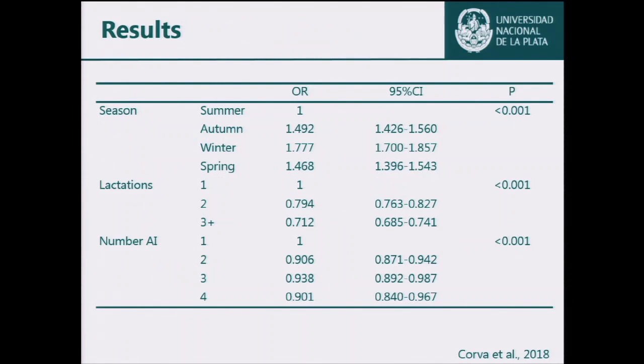So these are the results. In general, summer had a lower pregnancy rate compared to the other three seasons of the year, with winter having the higher pregnancy rate compared to the others. The same thing happened with lactation. First lactation cows had a higher pregnancy rate, and then for the others, pregnancy rate decreased as lactation number increased.